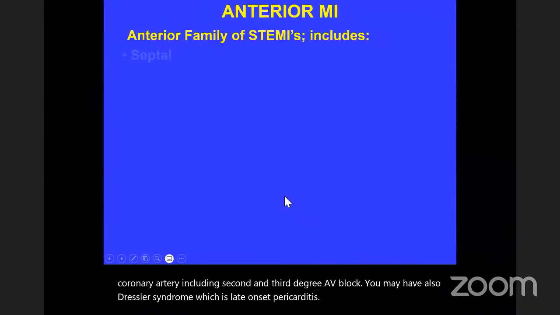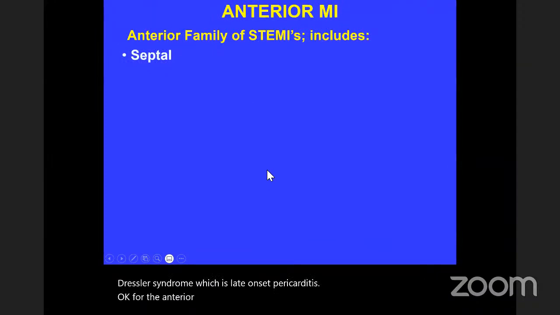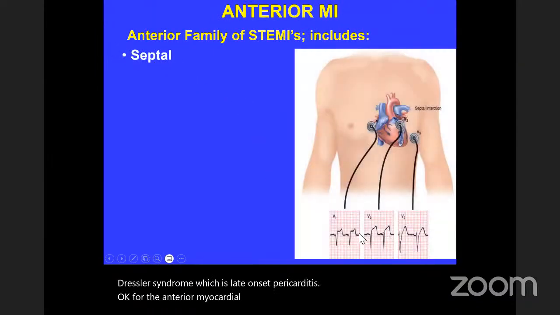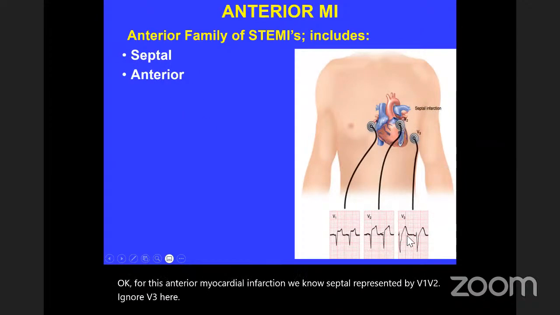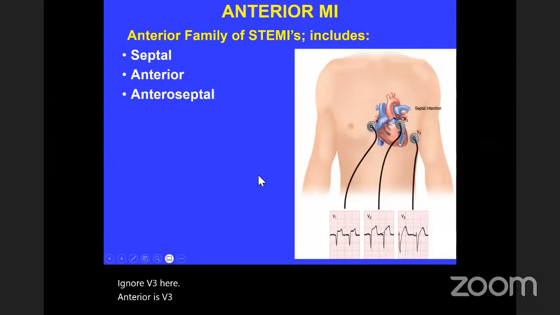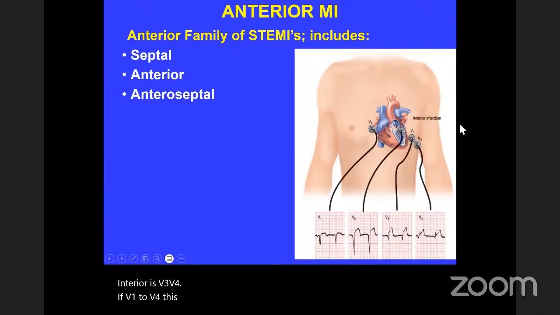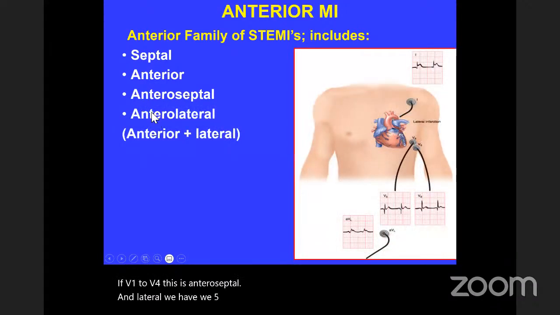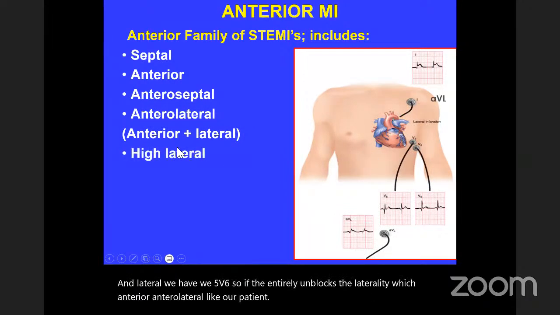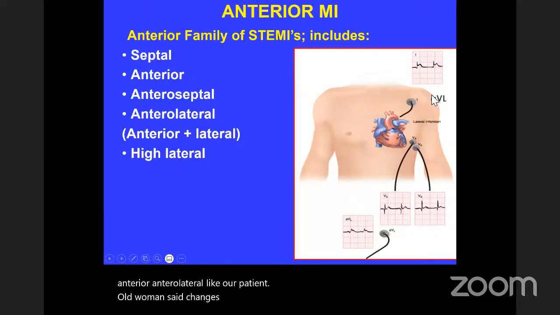Okay, for the anterior myocardial infarction, we know septal is represented by V1, V2. Ignore V3 here. Anterior is V3, V4. If V1 to V4, this is anteroseptal. And lateral, we have V5, V6. So if the anterior leads plus the lateral leads, that is anterolateral like our patient, or we may see changes only in the high lateral leads, which are lead 1 and AVL.